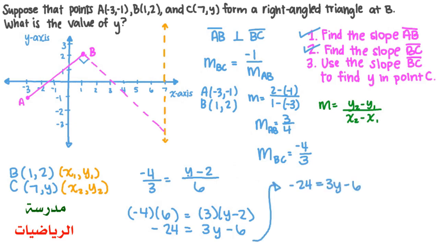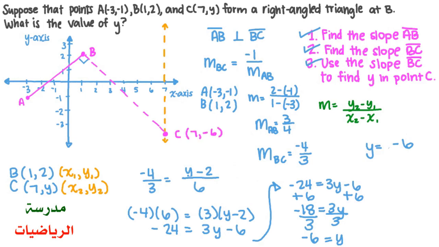To solve for y, we add 6 to both sides, and we get negative 18 equals 3y. Divide both sides of the equation by 3, and we get negative 6 equals y. And we found from step 3 that y must be equal to negative 6. This means for this to be a right triangle, point C needs to be located at 7, negative 6. And so we found that missing value to be negative 6.